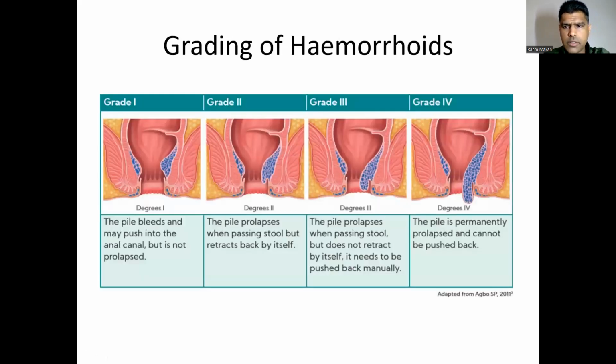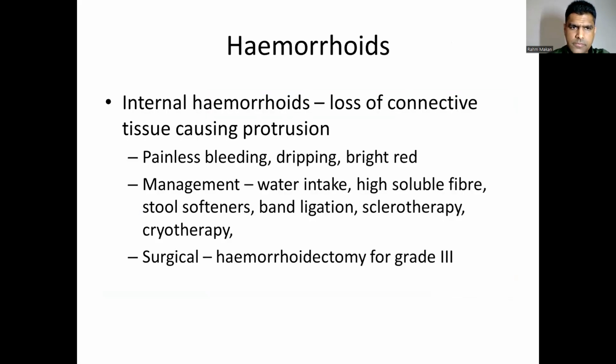Then we look at the grading of hemorrhoids. Grade 1 is where you just have mild enlargement of the internal plexus. They may push into the canal, but they do not prolapse. With grade 2 hemorrhoids, they can prolapse, but they retract spontaneously. With grade 3 hemorrhoids, they prolapse while passing stool, but require manual reduction. And then grade 4 hemorrhoids cannot be reduced.